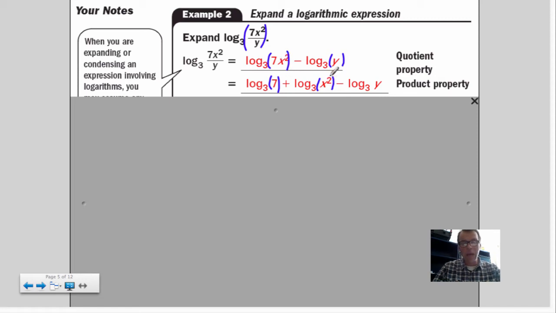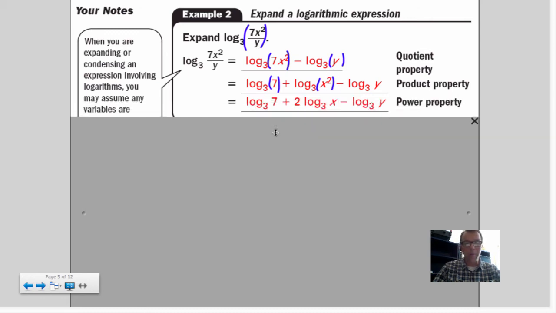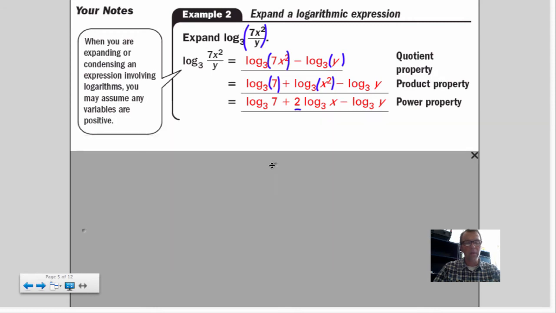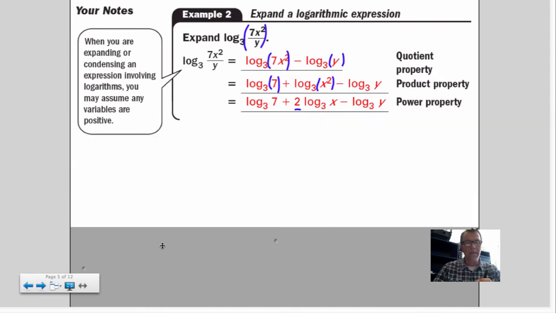And then finally, the last piece that we're looking at is this x squared. And here we can use the power property and write it as 2 log of x. Again, these problems are really important. We really need to work on these, so we will do more of that, of course, in class.